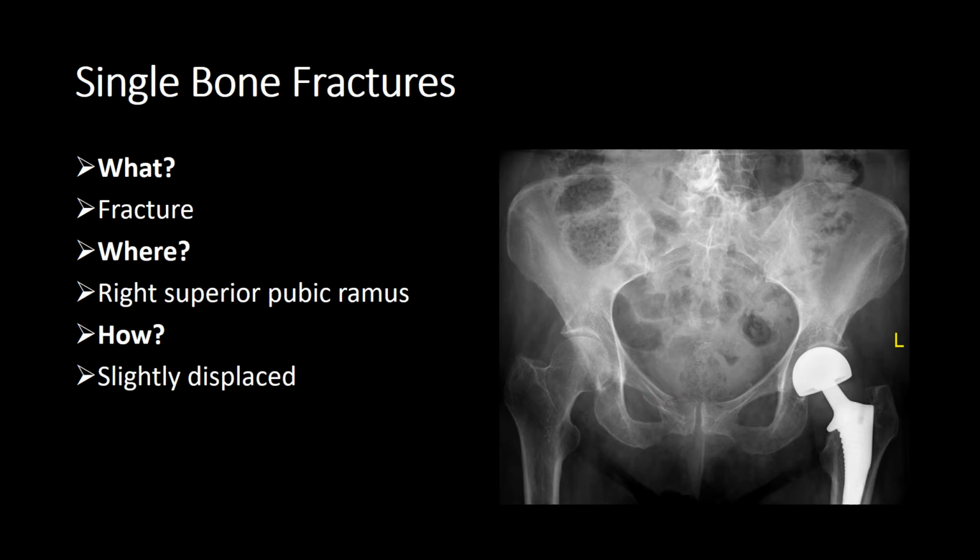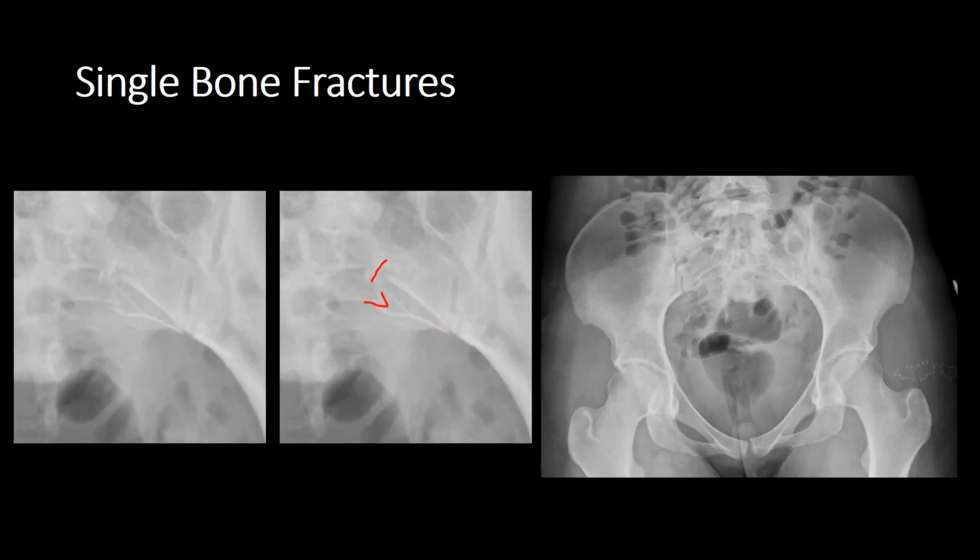So what is it? It's a fracture of the right superior pubic ramus, slightly displaced. Isolated fractures to the sacrum are really quite rare, and they usually occur with other pelvic injuries. However, as it is with this patient, we do have an isolated fracture.